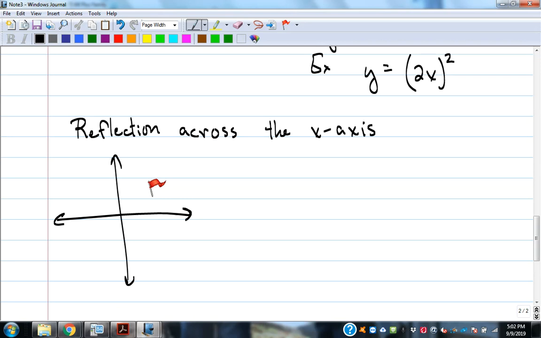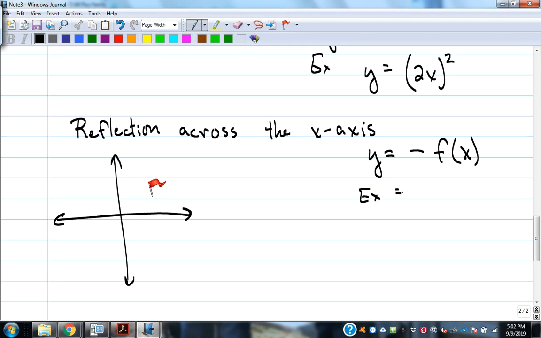What changes about the ordered pairs of each point on there? So this point, what changes from positive to negative? The x values or the y values? The y values. So that's a y change. Y is vertical, right? So that's going to happen on the outside. So a reflection across the x-axis is going to look like this. You're just going to have a negative sign on the outside.